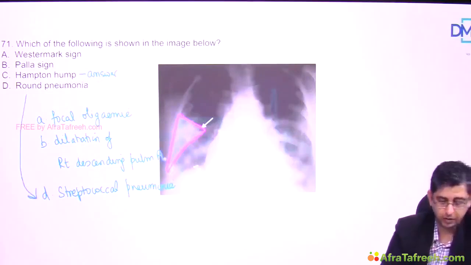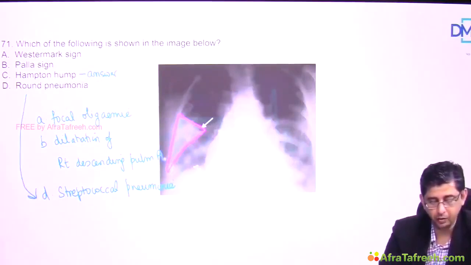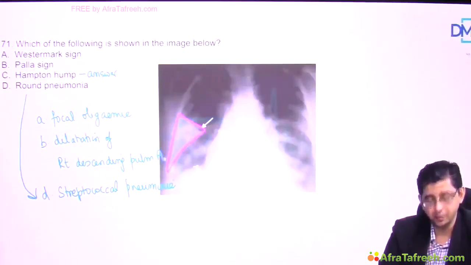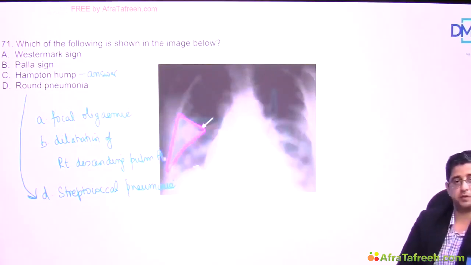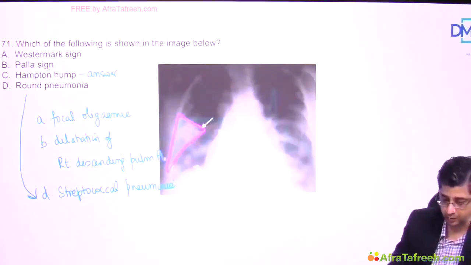So because there is a triangular opacity present here, though clinical history is not given, the diagnosis would be given as Hampton hump. Hampton hump is characterized by a pulmonary infarction, hemorrhage in the pulmonary infarcted area, which will cause this opacity with base towards the pleural surface and apex where the thrombus would be in pulmonary thromboembolism.